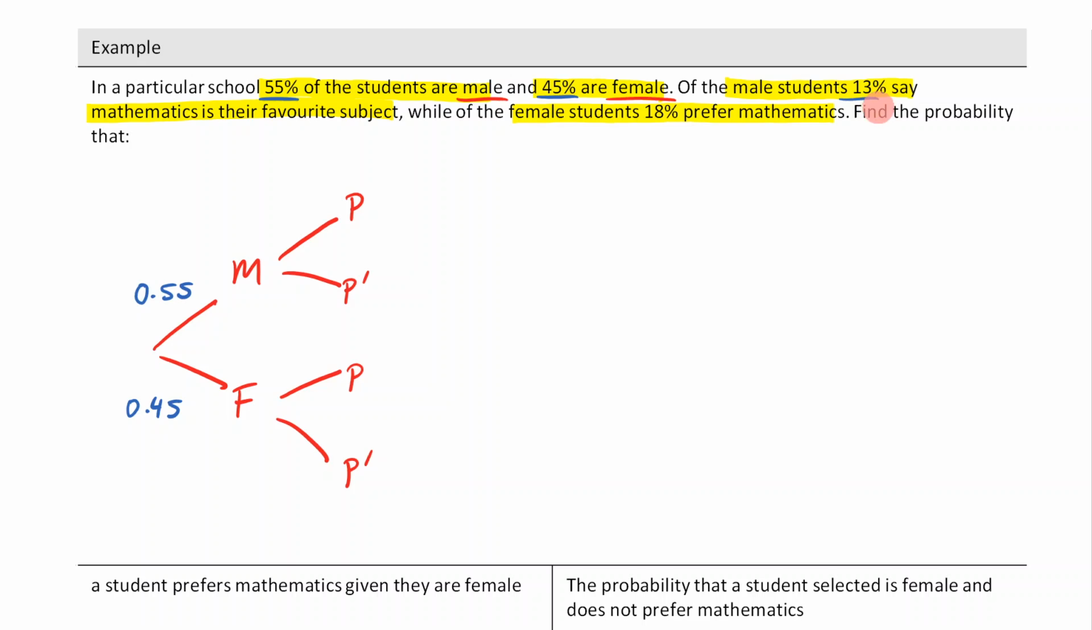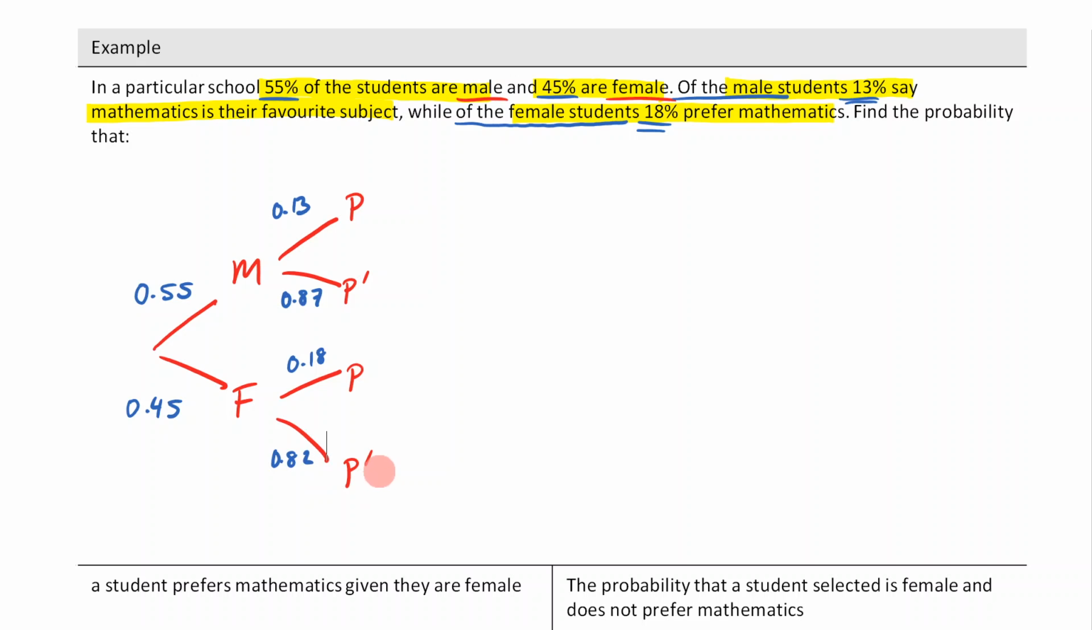Of the male students, 13% say that mathematics is their favorite subject. So that means 0.13 prefer maths. And this is very important. Do you see how it says of the male students? That's extremely important. That means of the male students, 0.13 prefer maths. Of the male students. And of course, we know that these need to add up to 1. So this is going to have to be 0.87. And then we continue. Of the female students, 18% prefer maths, 0.18. Which means down here will be 0.82.